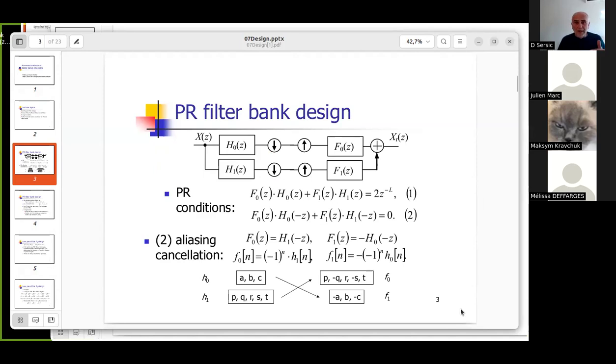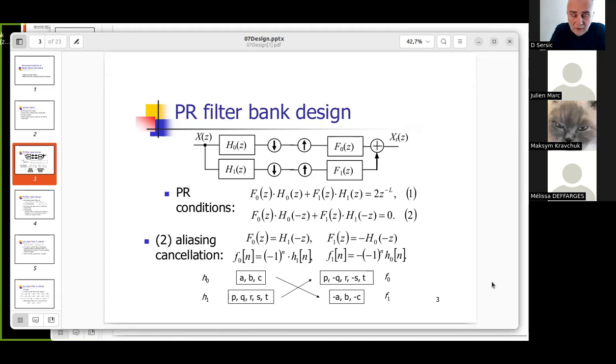We have 2 bands, 2 branches, and we can also imagine that the upper branch contains the low-pass filters and the lower branch contains the high-pass filter. H denotes the analysis part of the filter bank. F denotes the synthesis part of the filter bank.